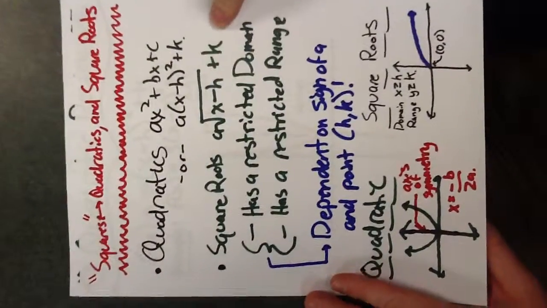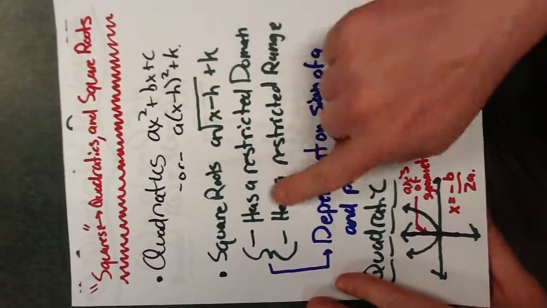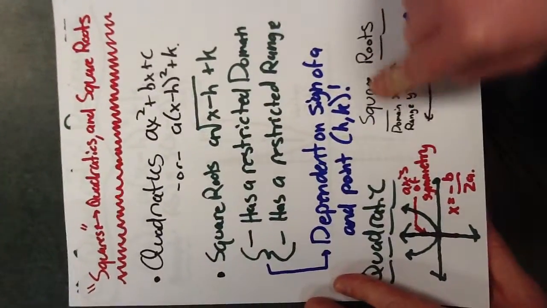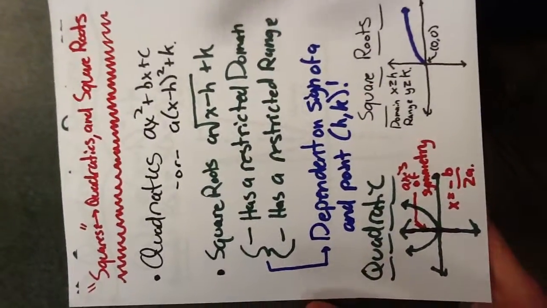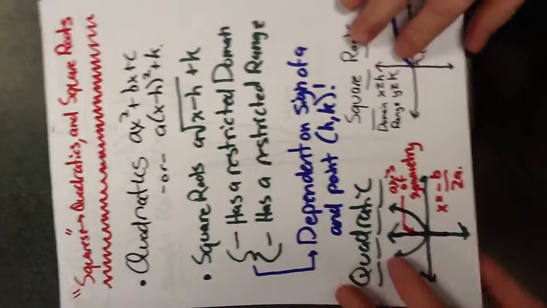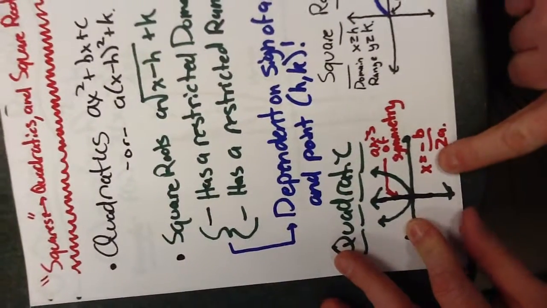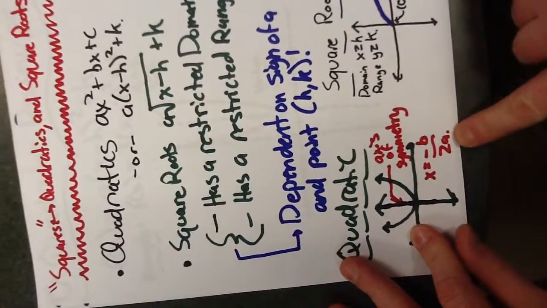Here is standard form for the square root function. It has a domain restriction. It's important to remember that, dependent on the sign of h and k. Okay? And it has a restricted range. Quadratic function, axis of symmetry, once again, we find the x-coordinate of the vertex with opposite b over 2a.